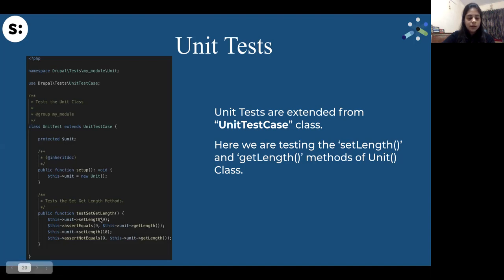So I've set length as 9. So this get length should give me 9. Hence 9 equals 9. This test should pass. Similarly, now I have set it as 10 in the next line, and in assert not equal, I've still kept this as 9. This is because it's assert not equal, so this value should not be equal to this value. And this unit get length will give me 10 because I've set it as 10. Hence 9 not equals 10, and this test case will pass.